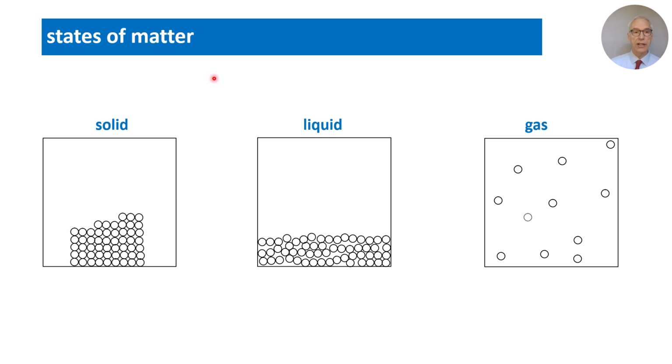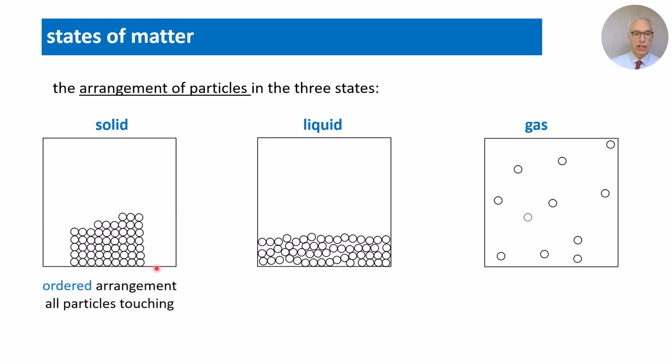So looking at the states of matter, which of course are solid, liquid and gas, questions often focus on the arrangement of particles in the 3 states. So in a solid, we say that the particles are in an ordered arrangement with all particles touching. In the liquid, we have a random arrangement of particles still touching. The process of going solid to liquid is of course melting, and the reverse process is freezing.